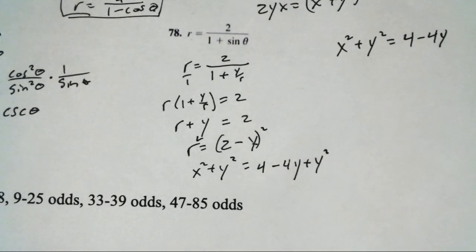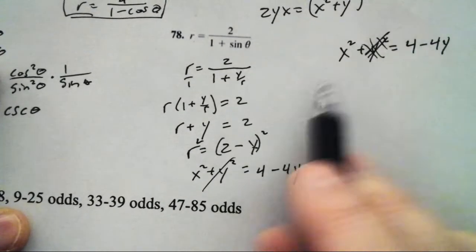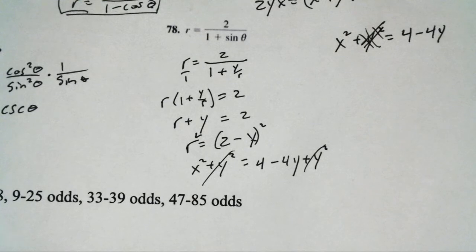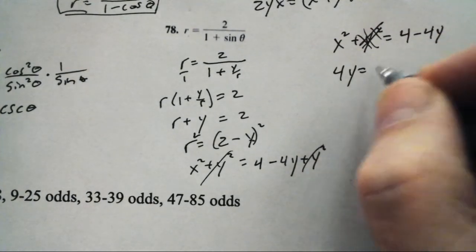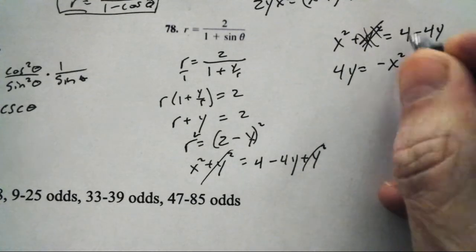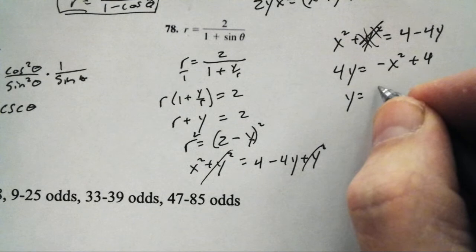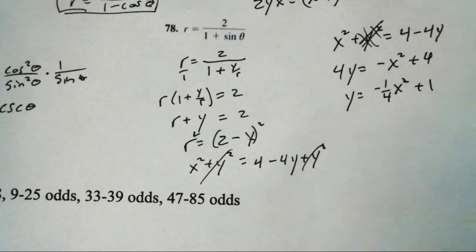And at this time, I believe we have another circle. Or wait a minute. No, we don't. The y squareds cancel. Sorry. At this time, I believe we have a parabola. And you could probably leave it like this. I'm going to solve for y. You'll see why. I'm going to add 4y to both sides. I'm going to subtract x squared. It joins the 4. I'm going to divide everything by 4. So I get negative 1/4 x squared plus 1.